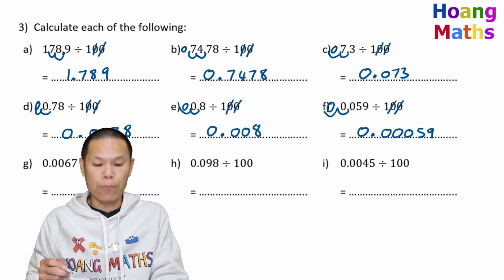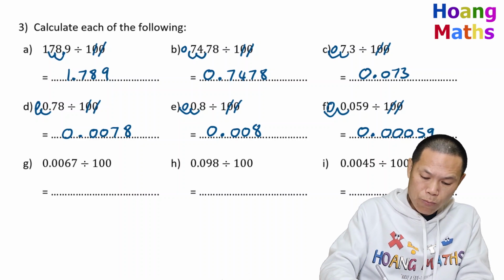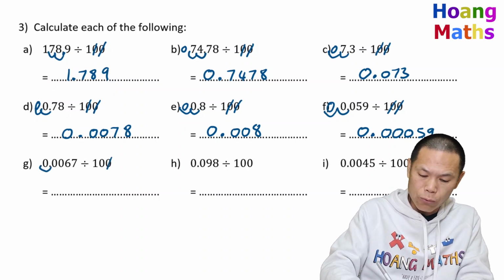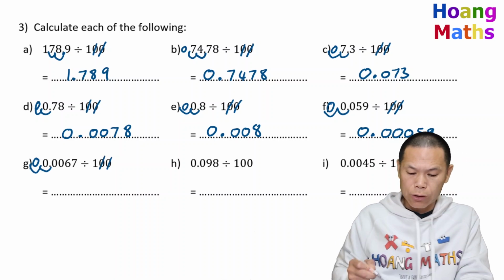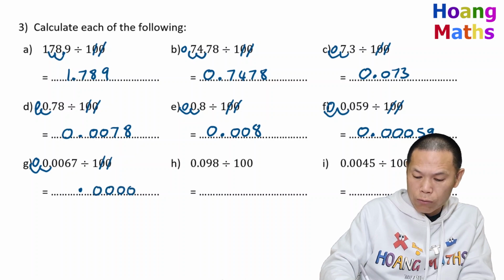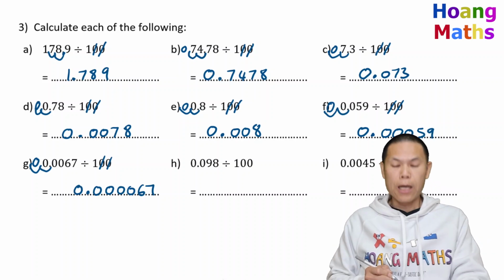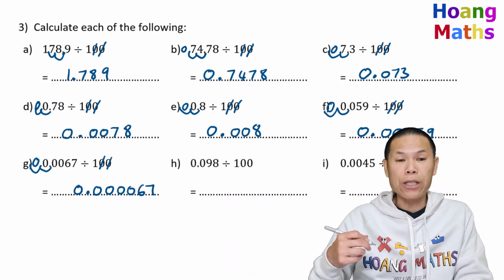So there you go. Part G. So we divide by 100. We move 1 to the left, we cancel. We put a 0. We move 1 more time to the left, we cancel. So that means 0.00067. So 0 point this. So there you go.